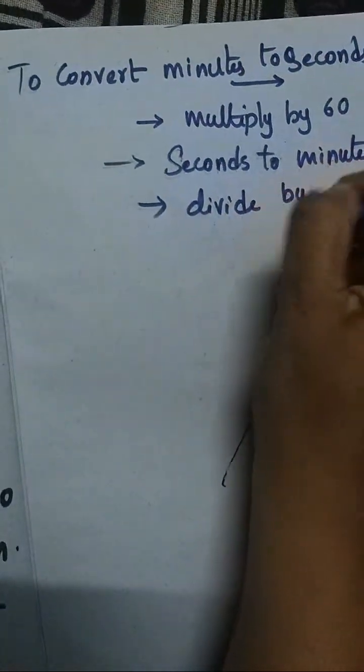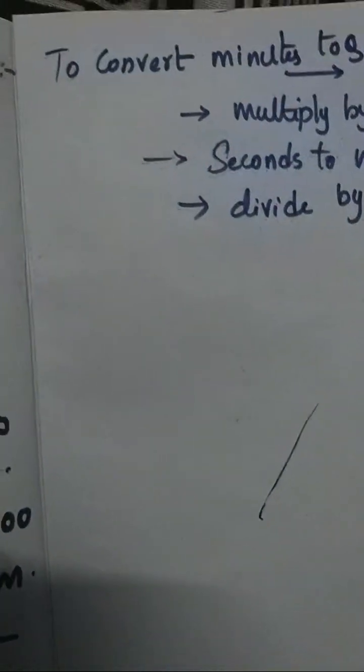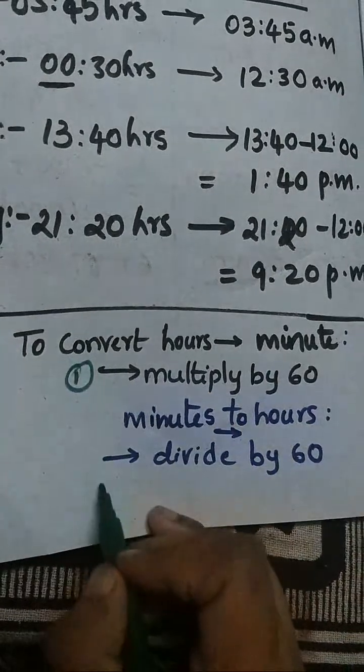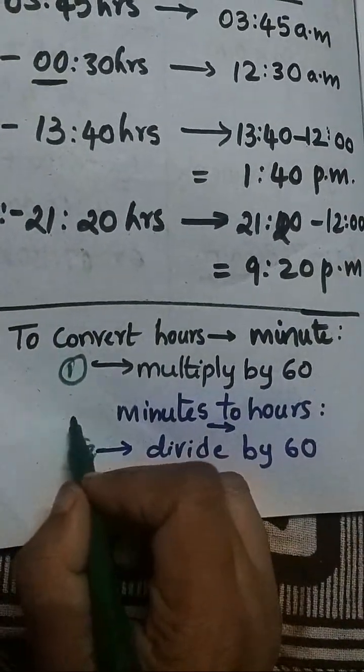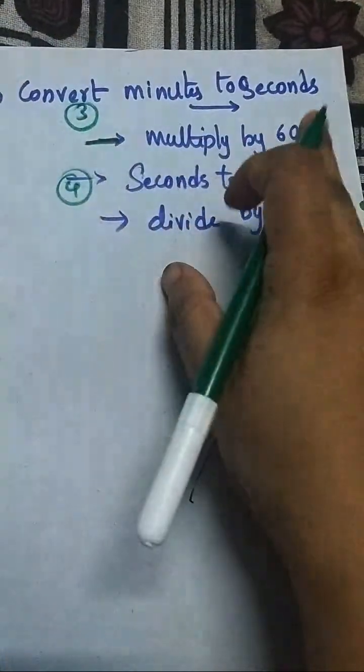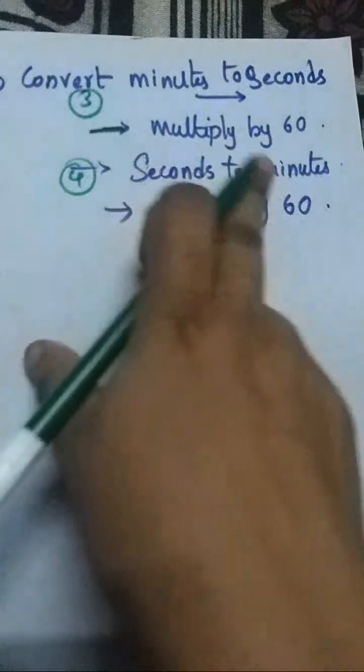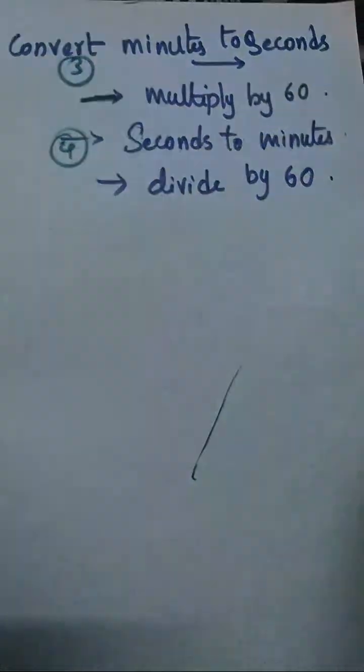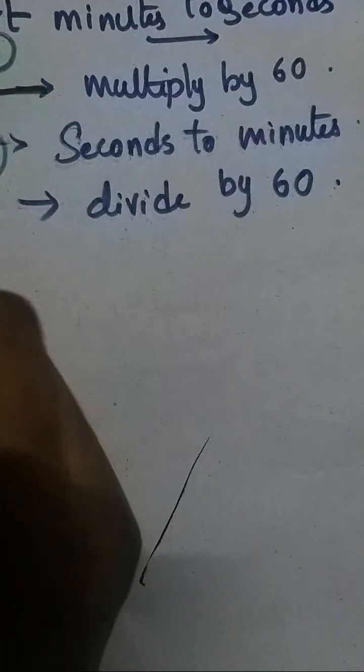We have to do this in problems. So these points are very important, so please go through these points. This is the first, second, third point, this is the fourth point. Minutes to seconds, we have to multiply by 60. Seconds to minutes, divide by 60. If a problem is given based on this conversion of hours, minutes and seconds, we have to use these tricks.